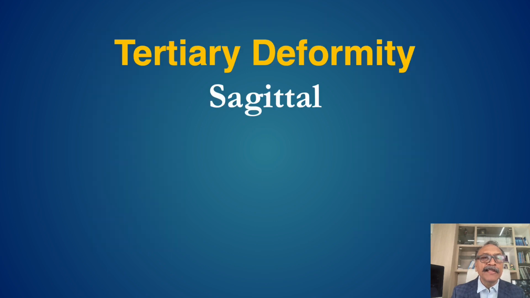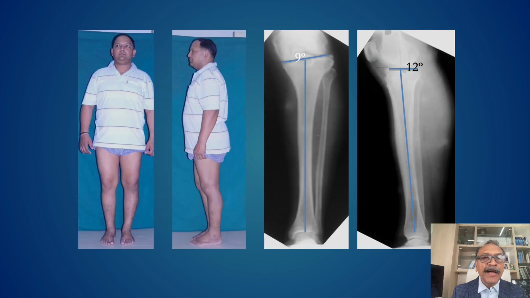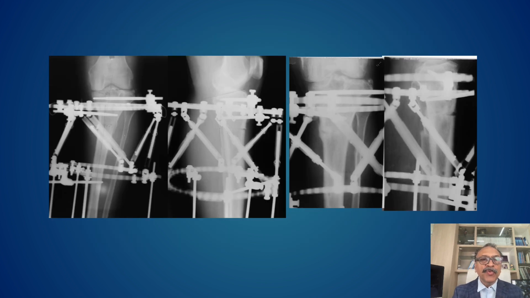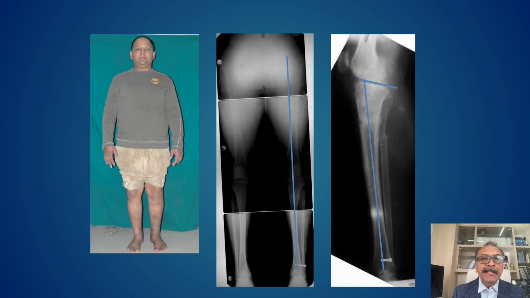You can also have tertiary deformities along with varus. This anesthetist had a varus, and you can see the slope is reduced, and he's got a recurvatum of 12 degrees. He's in a lot of pain, at 42 years. So with the help of the external fixator, we corrected the varus, we corrected the tibial slope, and now you can see that he's redeveloped the slope.